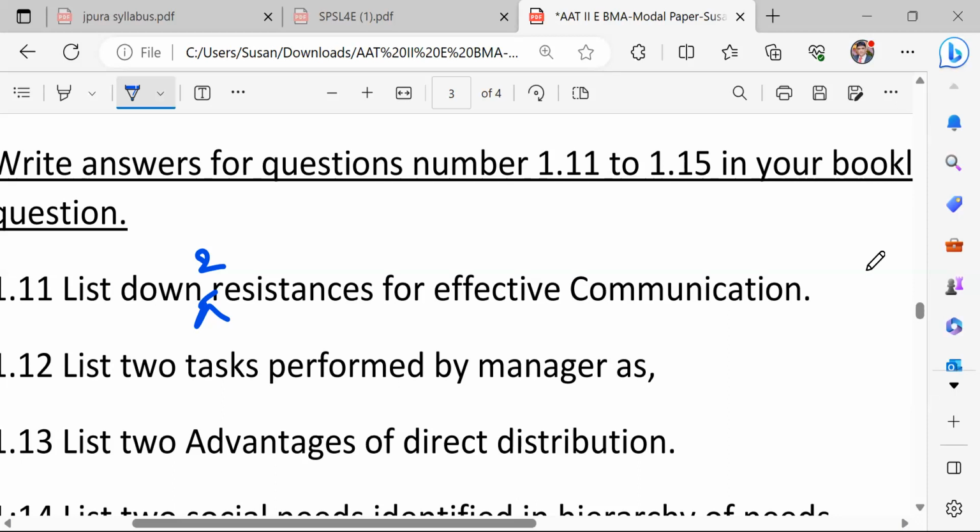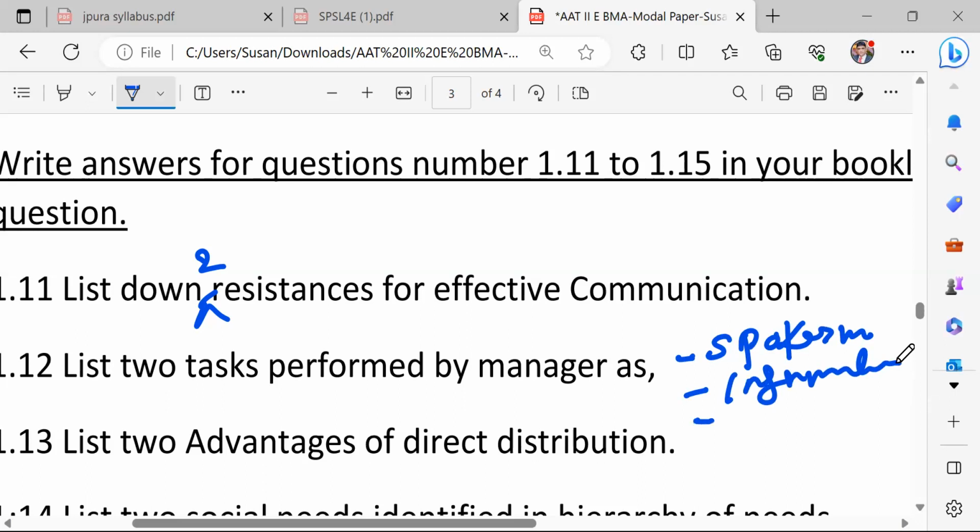List 2 tasks performed by manager. Managers are performing different tasks, right? Sometimes managers are working as spokesman. Sometimes they are working as information disseminators, right? Sometimes they are working as decision makers.